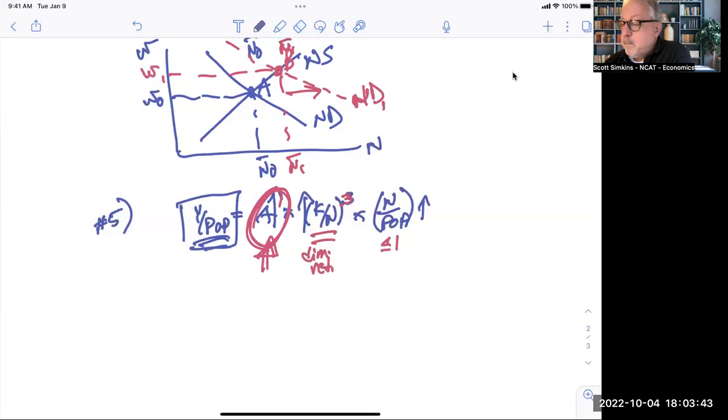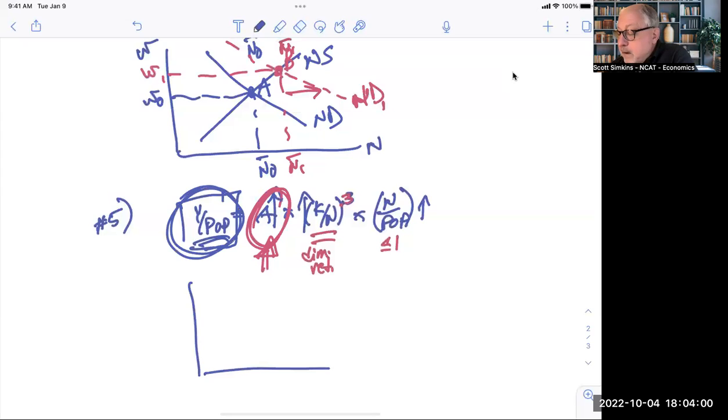So the faster that these things are growing, capital per worker, or the fraction of the population that's working, the country's going to grow faster. That's the left-hand side is going to grow faster.